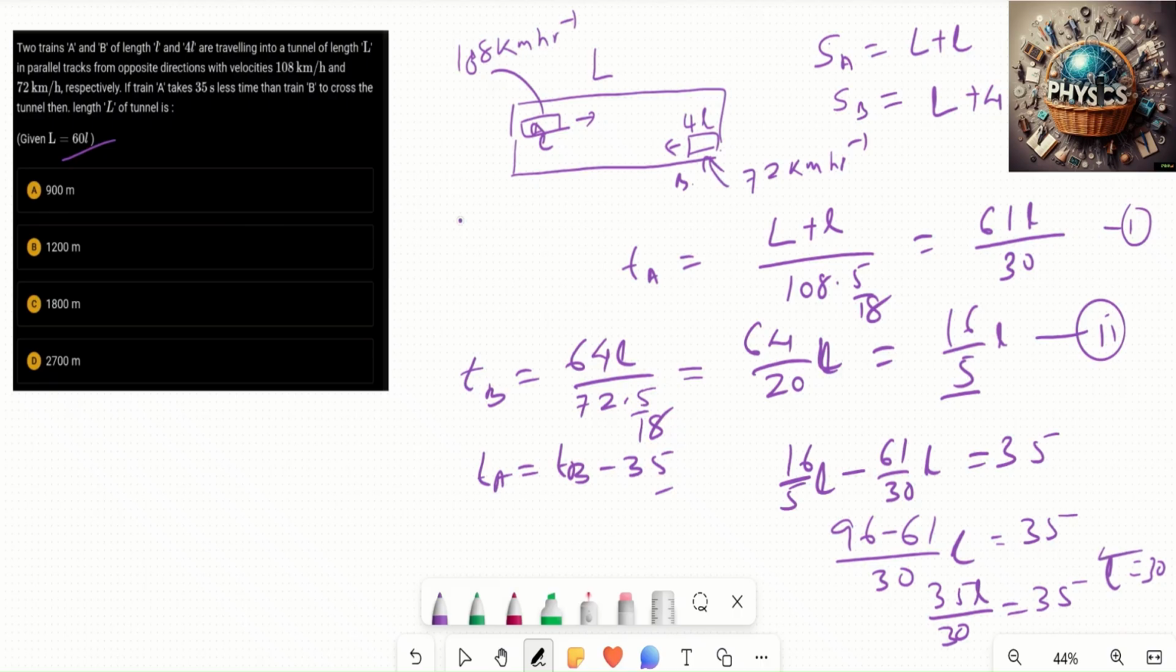So this is our small l. But we need to find the capital L. Capital L we have been given as 60 l. So the length of the tunnel is equal to 30 into 60, which gives me 1800. So this is my answer, and option C is the right answer.